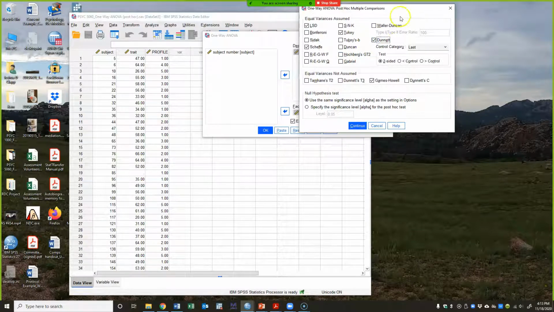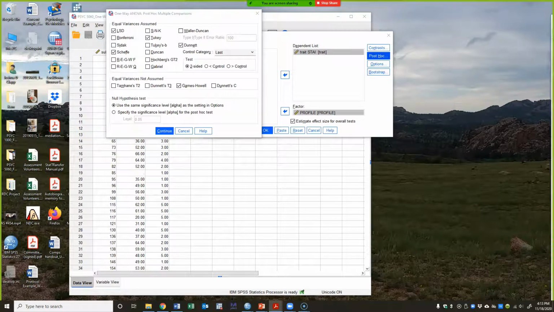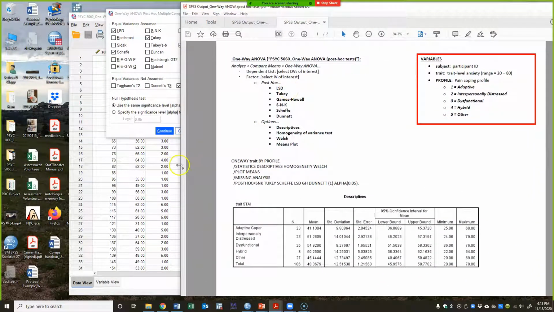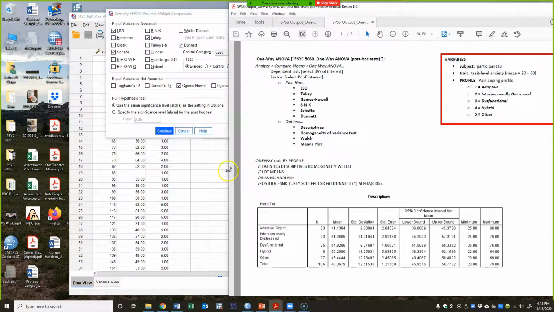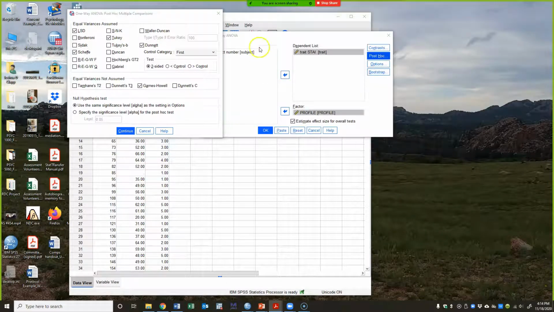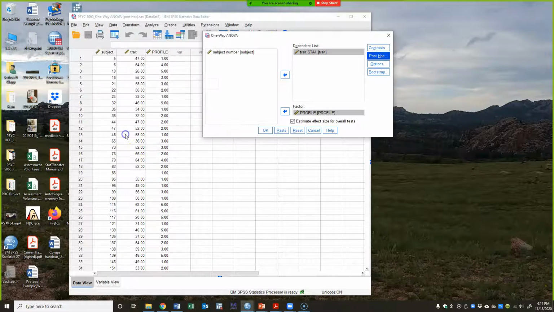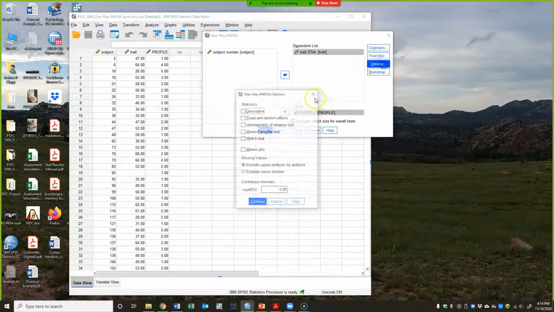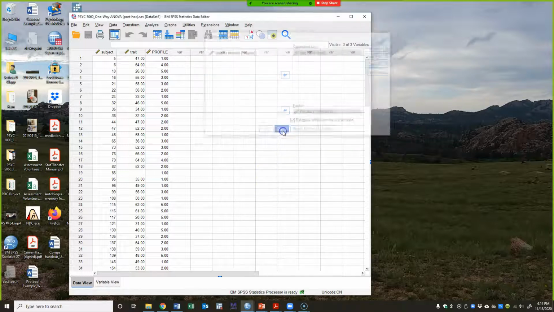And let's request Dunnett. Now remember that Dunnett is going to compare each one of your other groups against some reference group. So let's say I want my control category to be the first, because that's going to be my adaptive copers here. For the sake of argument, I'm going to compare adaptive copers to each one of these other groups. So that's what we're going to do with Dunnett. All right, so I'm going to hit continue here. And then in options, I'm going to ask for descriptives, homogeneity of variance, Welch test, that stuff. I'm going to hit continue and hit paste.